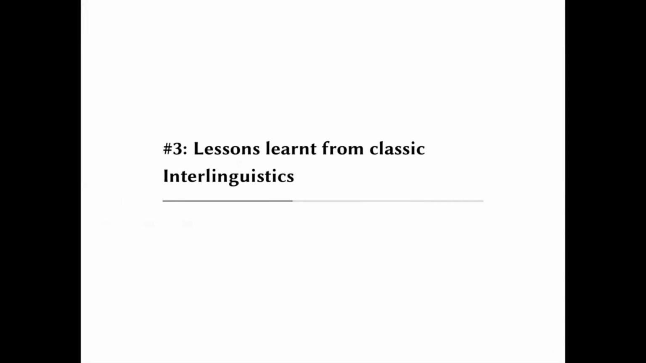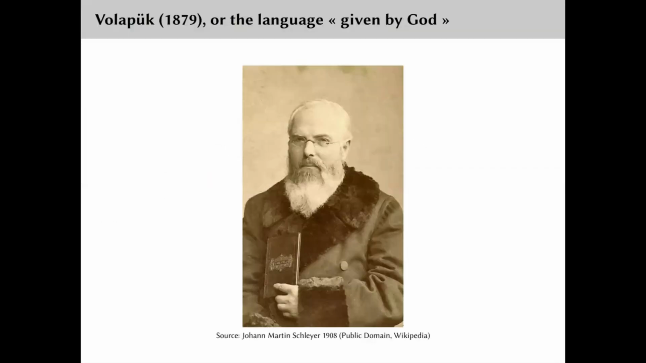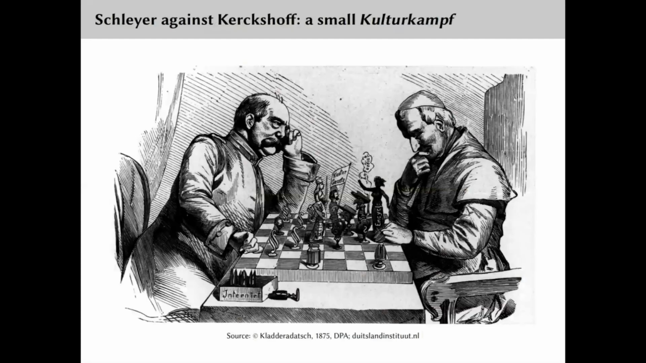We will now focus on the classic interlinguistics, so about the arrivals of Volapük and Esperanto, 1879 until 1951, and we see what we can learn. Lesson 1. Volapük was the language given by God. You can see this very serious portrait of Johann Schleyer with the book of Volapük, because he dreamt the language itself. And what happened is a kind of small Kulturkampf, which is a German term.